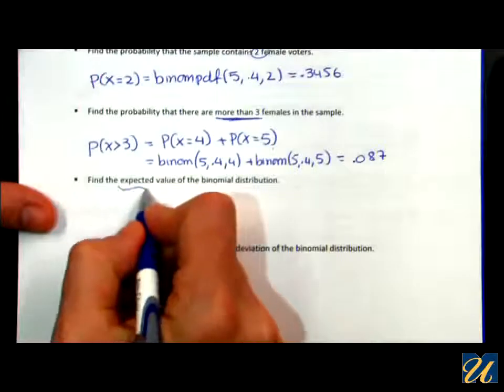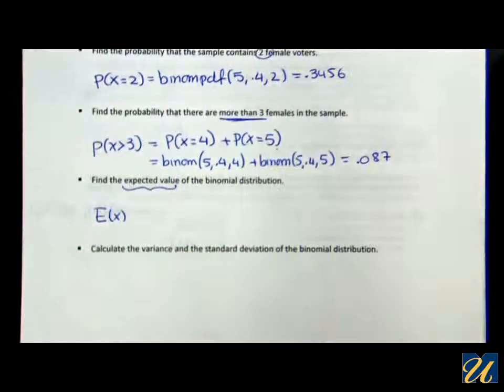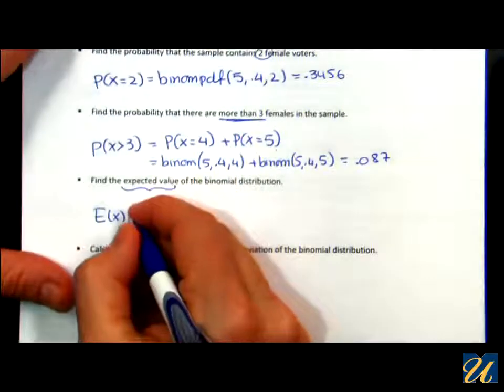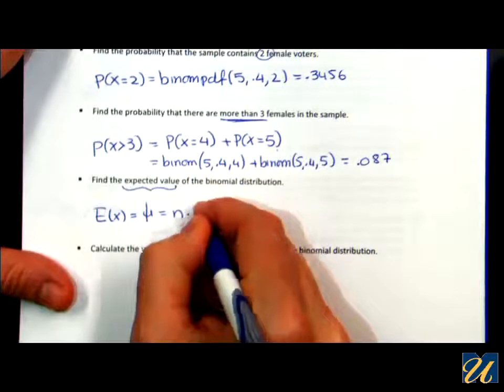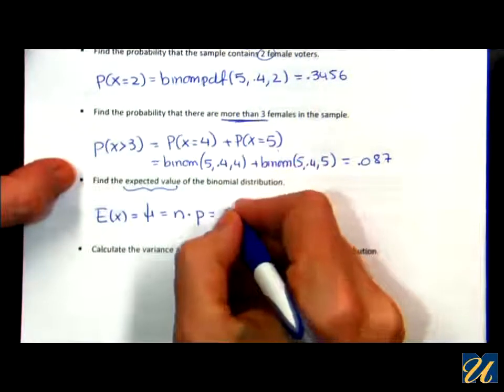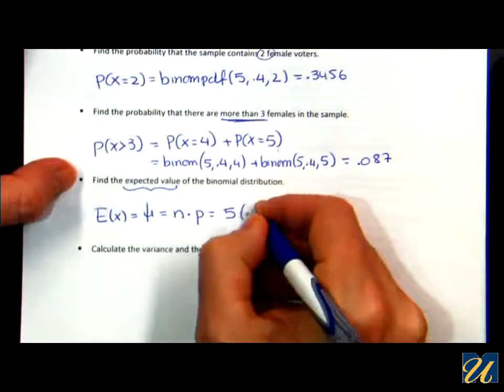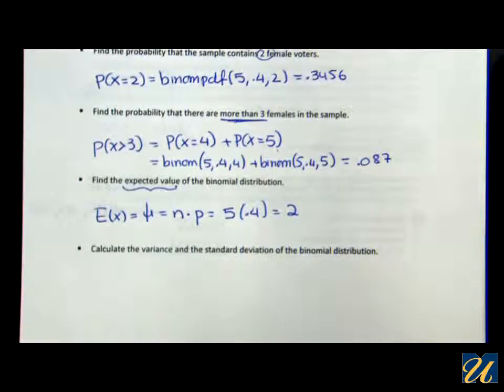Now, I'm looking for the expected value. The expected value is nothing but your average, right? The expected value of the binomial distribution, the average, E of X is equal to mu equal to N times p. This is the only thing you need to do to find the average when it comes to binomial probability distribution. What is the n? N is equal to 5. What is the p? 0.4. So your expected value will be 2.